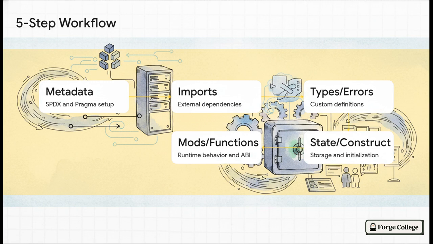Now, you might be wondering why this exact order. Well, it's because the compiler reads from top to bottom. By writing in this sequence, you ensure the compiler actually knows about all your external parts and custom types before it even tries to build the actual functions that use them. It prevents accidental compilation dependencies and keeps your code perfectly, logically sound.